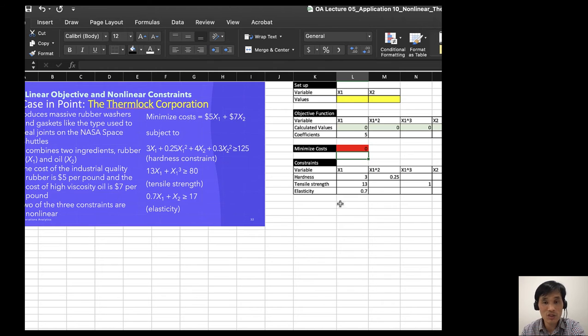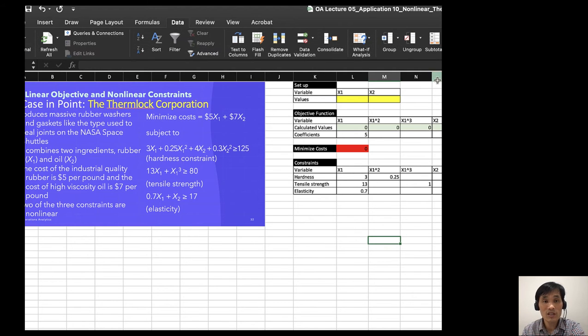I added these three constraints here, and then used the function to do this. On the right-hand side, I added the resource values. And these are the changing cells. Once these variables are determined, then this is going to be determined, and that will give you the left-hand side value and the objective function value. So let's go to Data and Solver.